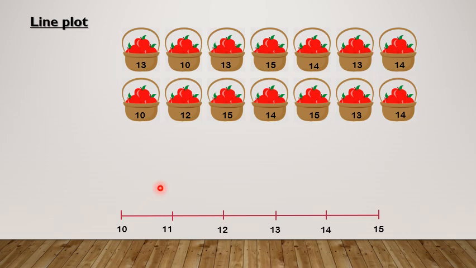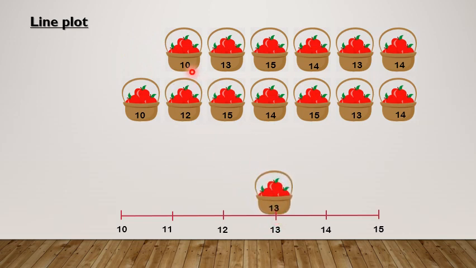Now, I want to know the number of baskets that have 10 apples, the number of baskets that have 11 apples, the number of baskets that have 12 apples, and so on. So I will put down the baskets, each number in its place on the scale. So first, this is 13 apples in the basket. So where is 13 here?